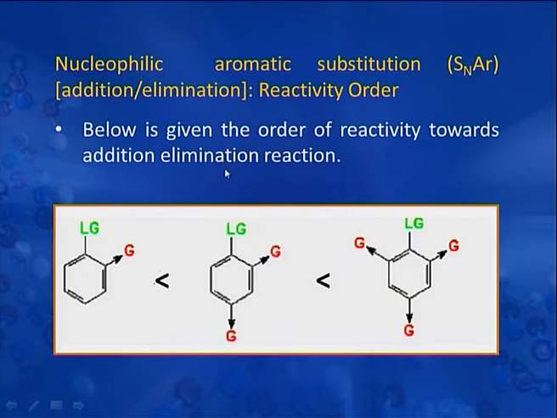Here you can see the order of reactivity towards addition elimination reaction. Here you can see this is the leaving group in the 3 molecules, and if we have a group at ortho position, if we have 2 groups at ortho and para position, or if we have 3 groups here, the order of reactivity towards addition elimination reaction follows this order. That is, if we have 3 electron withdrawing groups, like in case of 2,4,6-trinitrochlorobenzene, the reaction is fastest, then in 2,4-dinitrochlorobenzene, and then in the 2-nitrochlorobenzene.